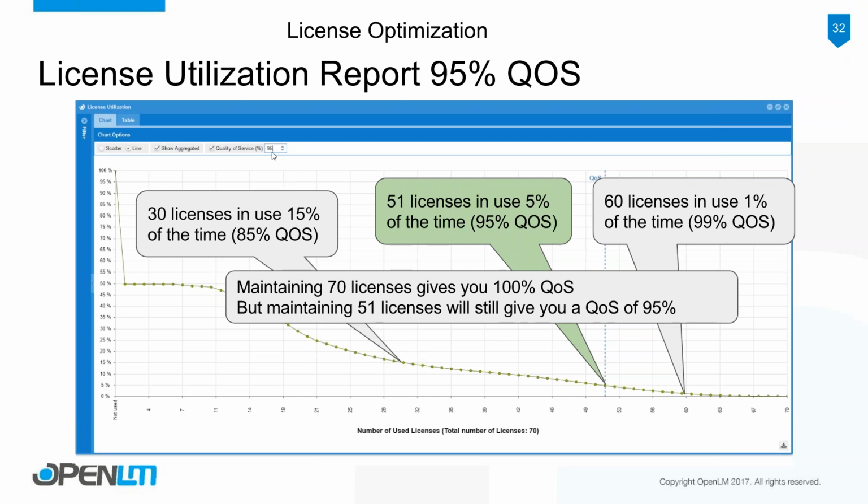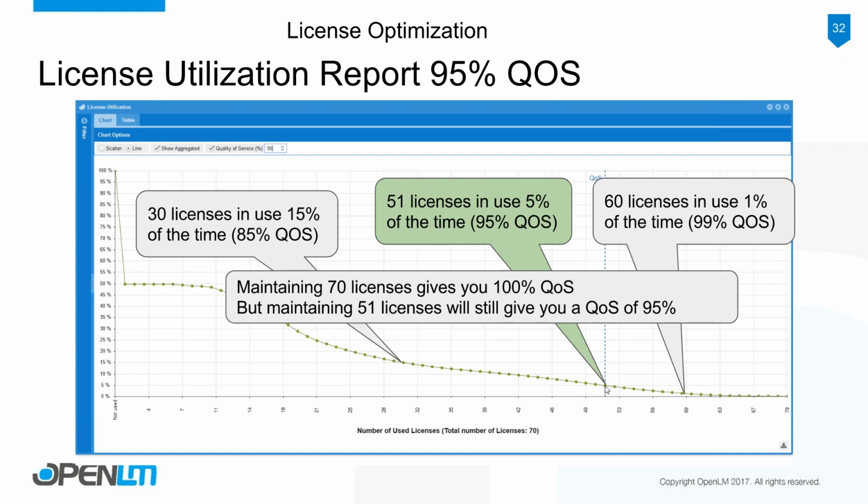So, for example, here, a quality of service of 95% tells me that I'm okay with the fact that users will get denied 5% of the times that they try to pull a license. So out of 100 times that they try to pull a license, 5 times they will get denied. So if you're okay with that, you can punch that in here, and it will tell you the exact number of licenses that you actually need.